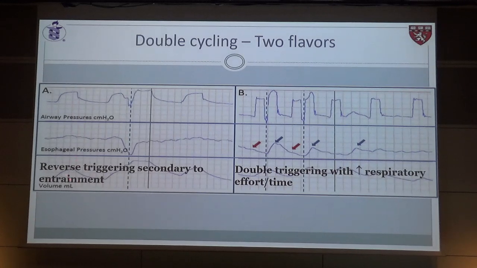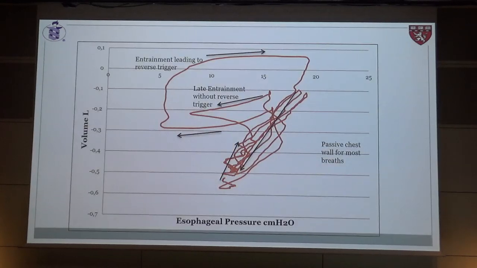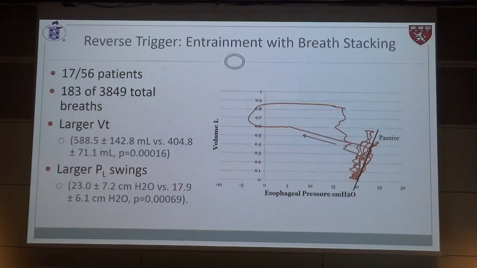The first is a reverse trigger secondary to entrainment, as I was just showing. This is a double trigger secondary to increased respiratory efforts and time. This is, however, using our Campbell diagram approach, what a reverse trigger looks like. And you can see, actually, this is a nice example. The patient has one example of a reverse trigger, of a late entrainment that is insufficient contraction to trigger an additional breath. And then they have a second one, which has the additional pressure deviation to trigger a breath stacking event. You can see that there's a difference of about 150 cc's.